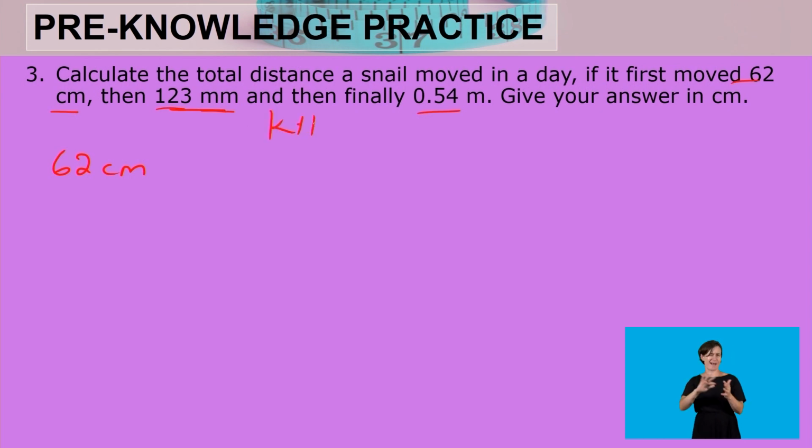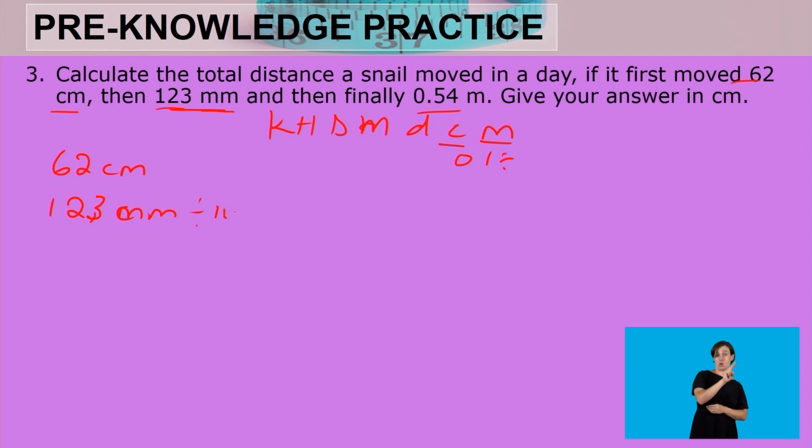We said Keke hates doing math during cold months. So we are moving from millimeter to centimeter. It means we divide by 10. So what is 123 millimeters divided by 10? It gives us 12.3 centimeters.